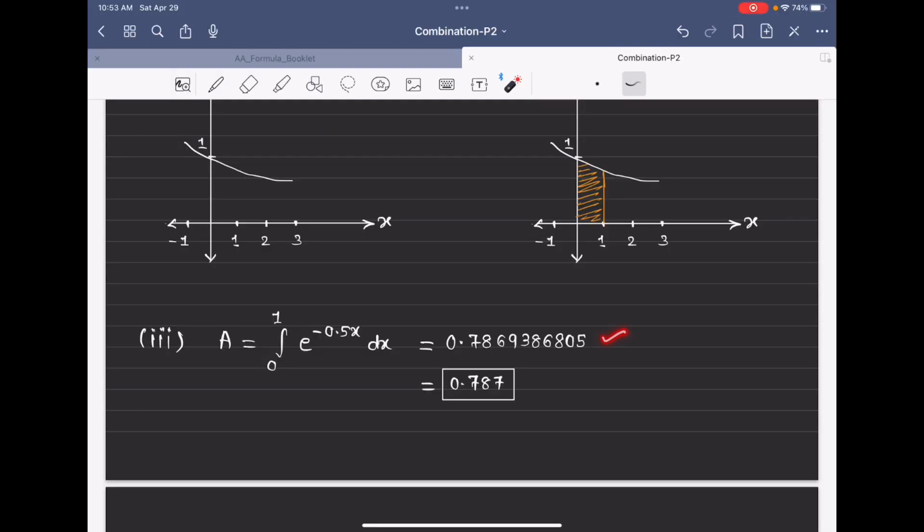386805, and then I finally round up this answer to 3 significant figures. This is not your significant figure, this is 1, this is 2, this is 3, but after that is 9, add one over here, so 0.787 is your final answer.